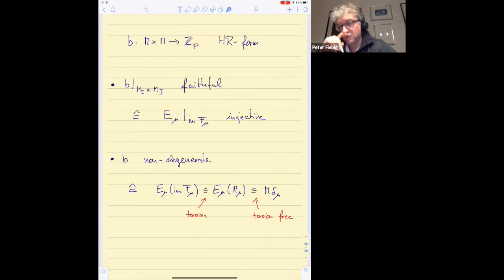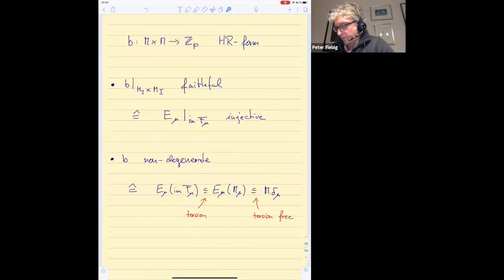And so now the properties of this HR form that we want translate into certain statements about these e mu's and f mu's. So the first one is that e mu restricted to the image of f mu is injective.